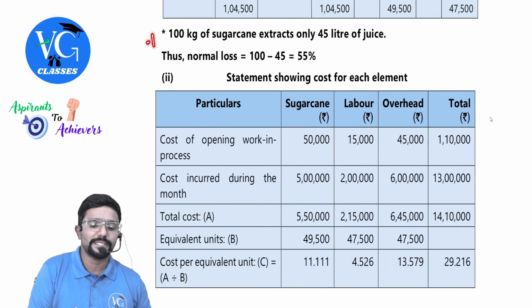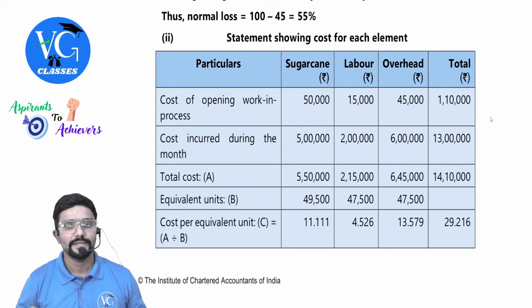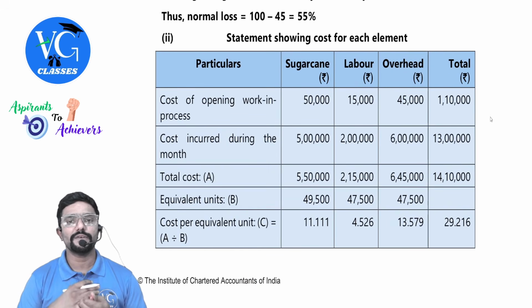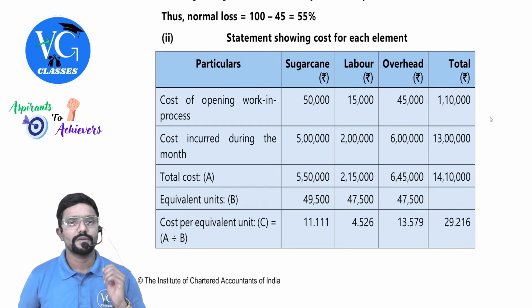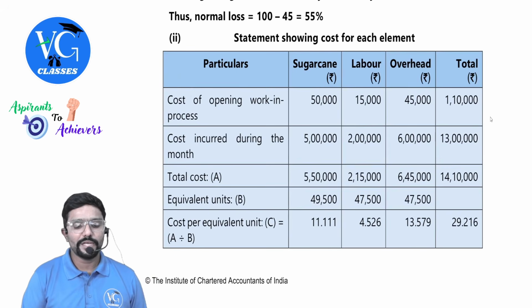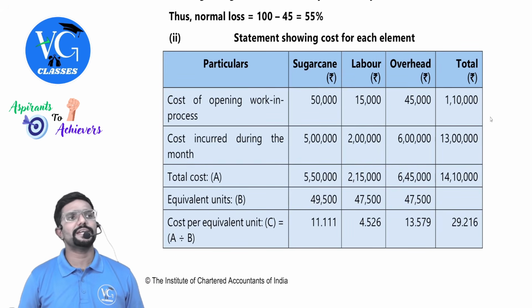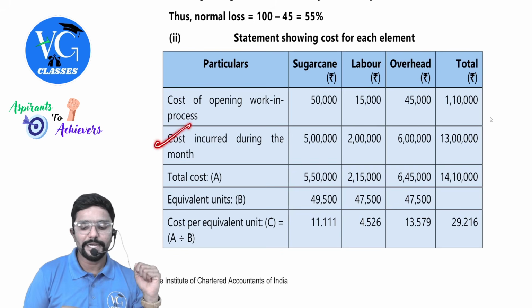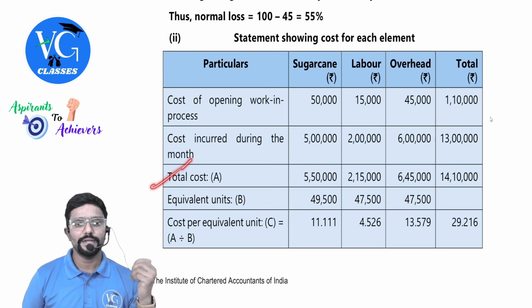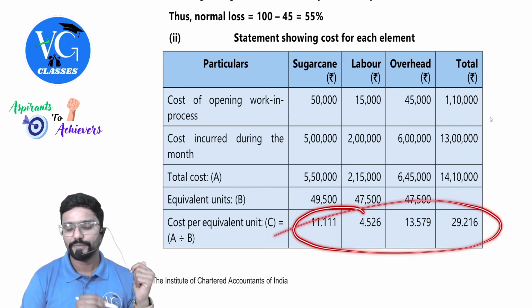This is one of the important adjustments here. You can mark a star. Statement showing cost for each element. Opening work in progress is to be added. As we are under the weighted average method, you have to consider the opening cost plus the current period cost. You will get the total, divided by equivalent units, and you will get the cost per equivalent unit.